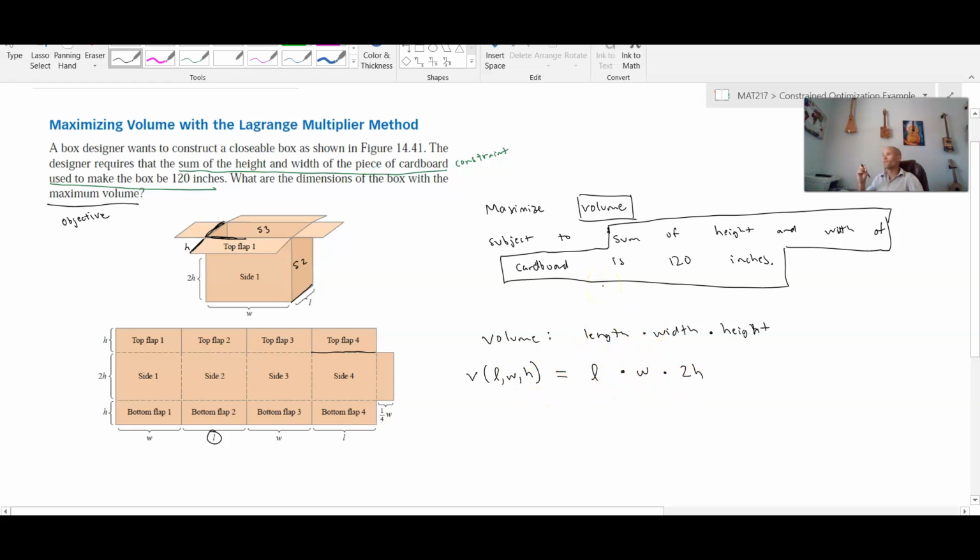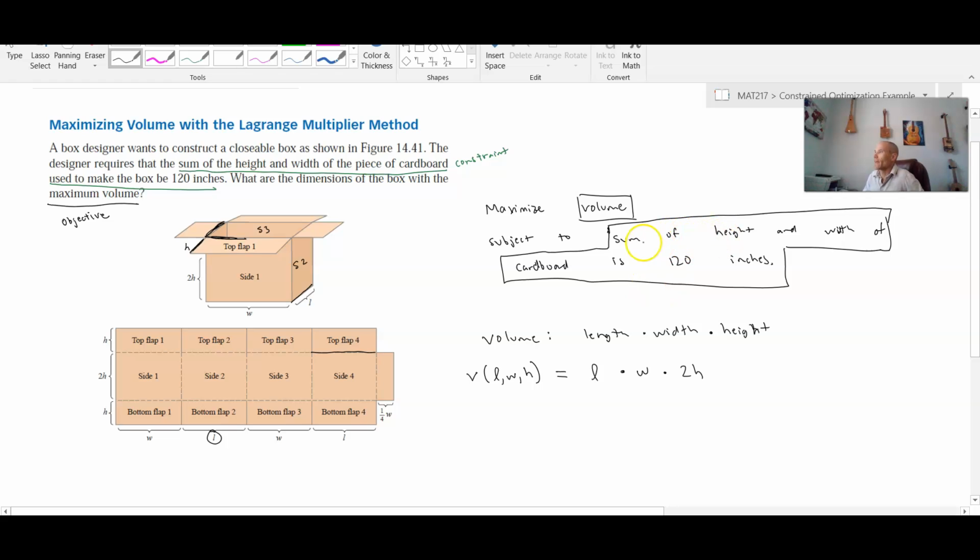So there's our objective function. Now you see that it involves three input variables, L, W, and H. So when we build our Lagrange multiplier method, we're actually going to have three partial derivatives. We're going to have v with respect to L, v with respect to W, and v with respect to H.